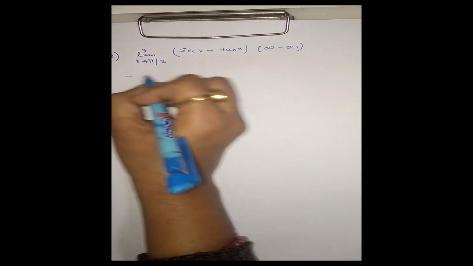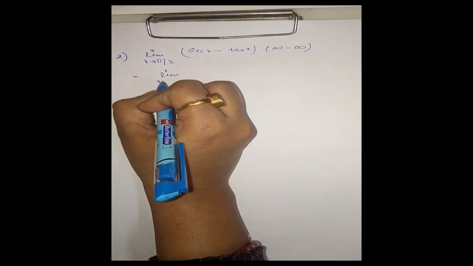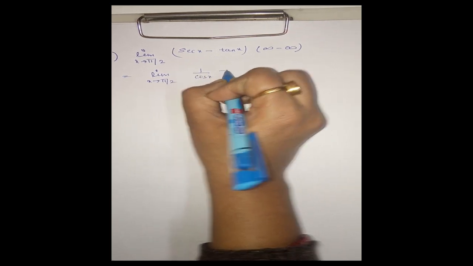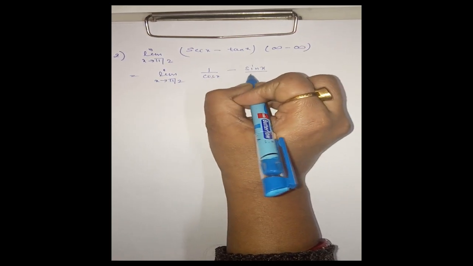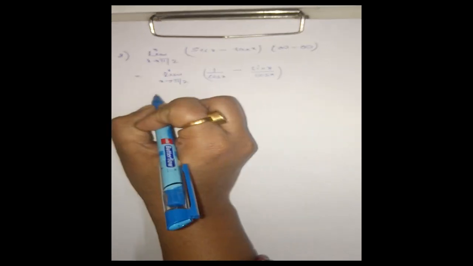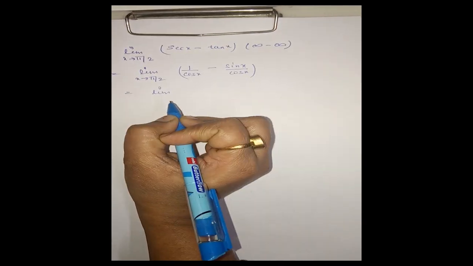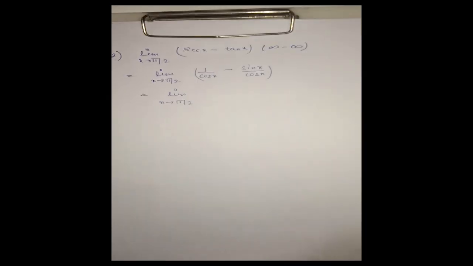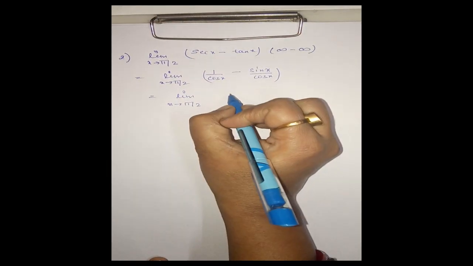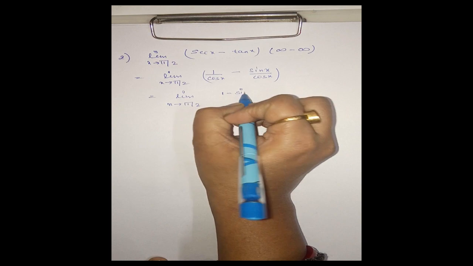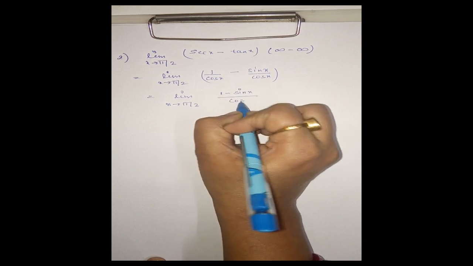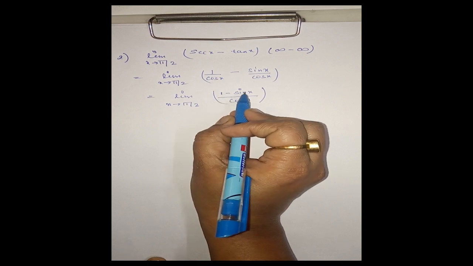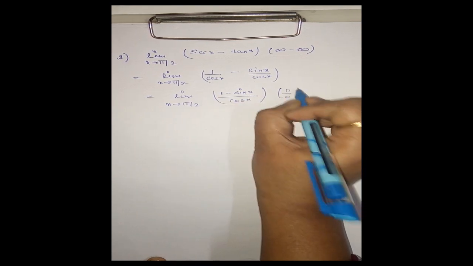Okay. Now this can be written as limit x tending to pi by 2, sec x is 1 upon cos x minus here sin x by cos x. This is limit x tending to pi by 2, 1 minus sin x divided by cos x. Now on taking limit as x tending to pi by 2, this is 1 minus 1, 0. That is 0 by 0 form.